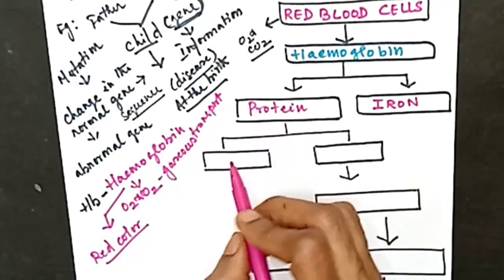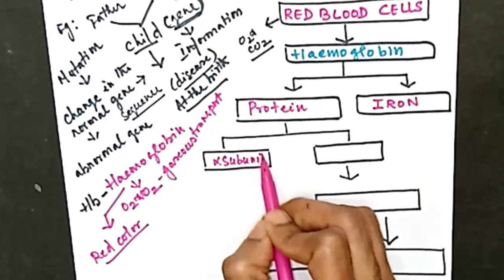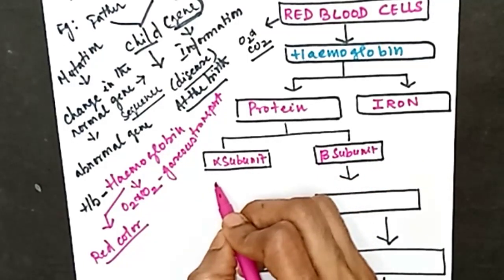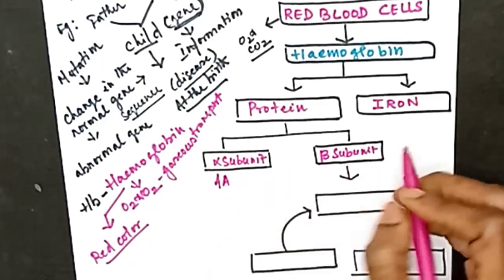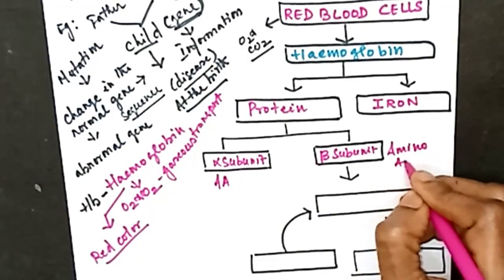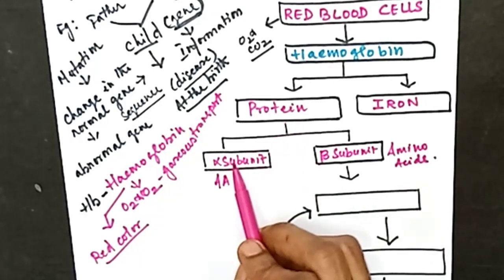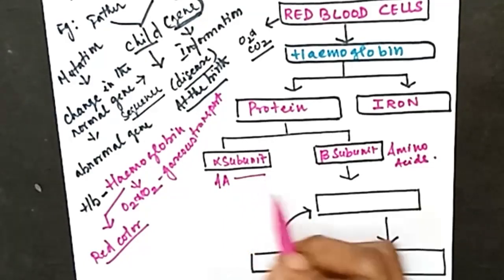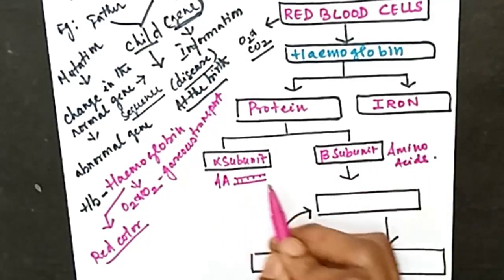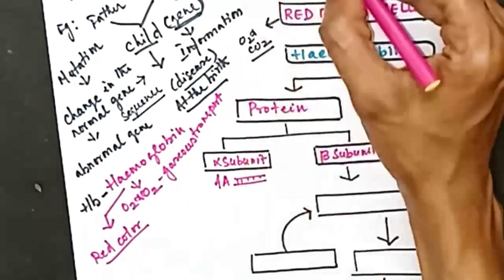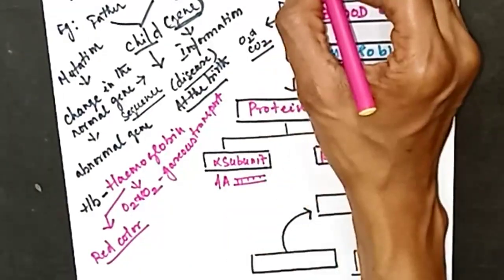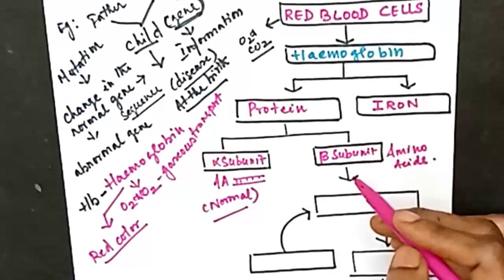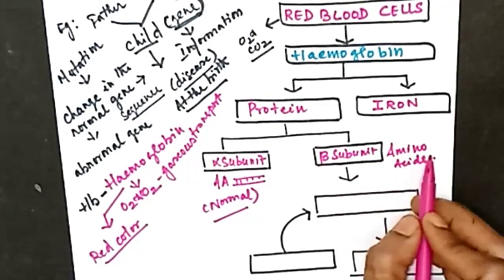The protein is made up of two subunits: one is the alpha subunit and another one is the beta subunit. They are nothing but chains of amino acids, and amino acids are nothing but proteins. In sickle cell anemia, the alpha subunit is normal.